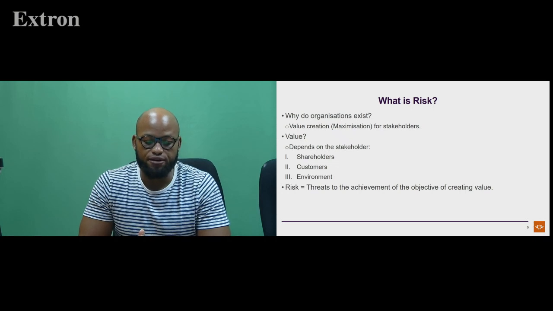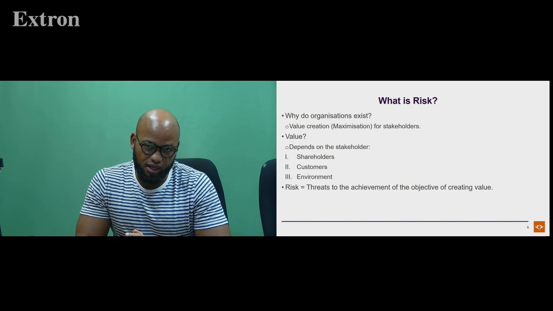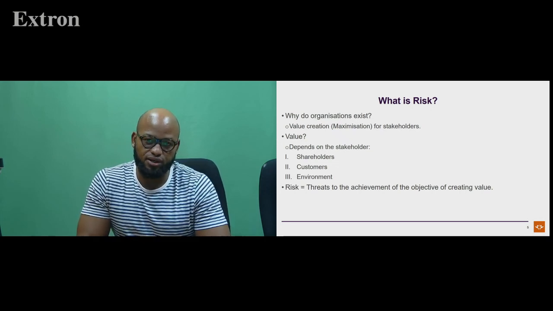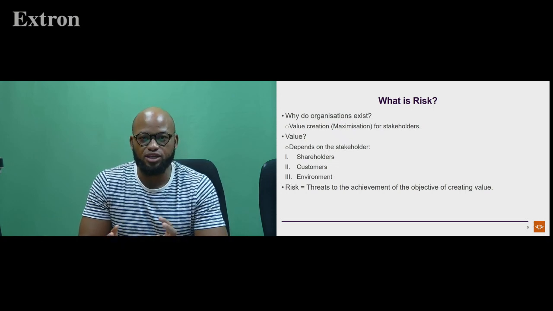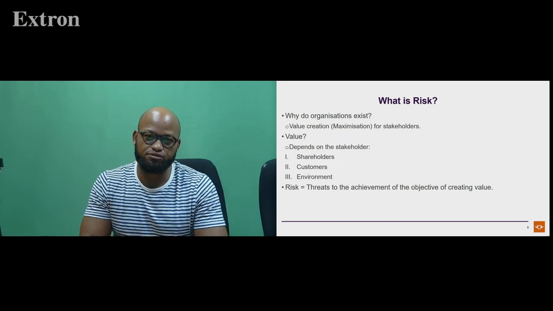Now every stakeholder will have a specific interest in the company. There's something that makes them a stakeholder of the company, and that is their interest, and their interest is directly linked to the impact that the company is going to have for that specific stakeholder.